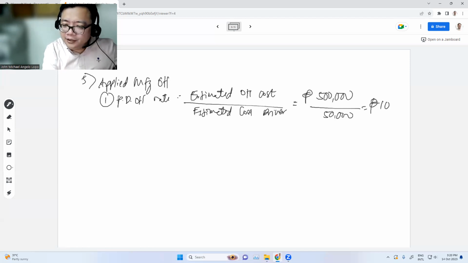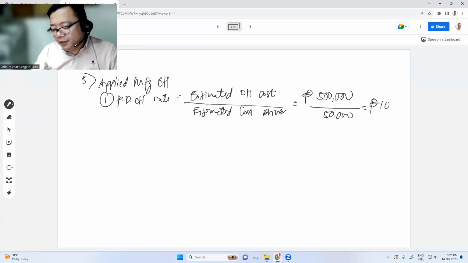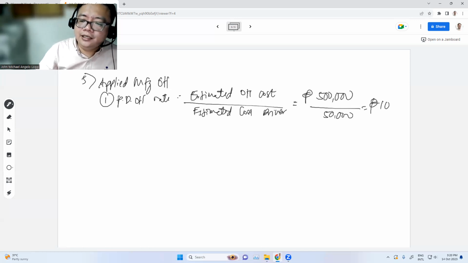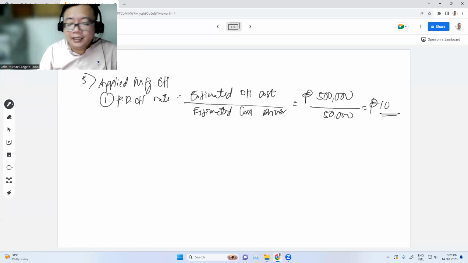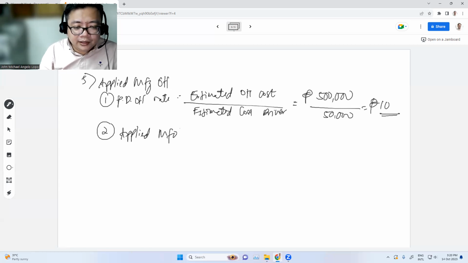500 divided by 50 is 10, correct. What is that 10? The 10 here is your predetermined overhead rate. It is always given: estimated overhead cost divided by estimated cost driver. Number 2, compute now for our applied manufacturing overhead. Let's say, class, that you have your 10 here.